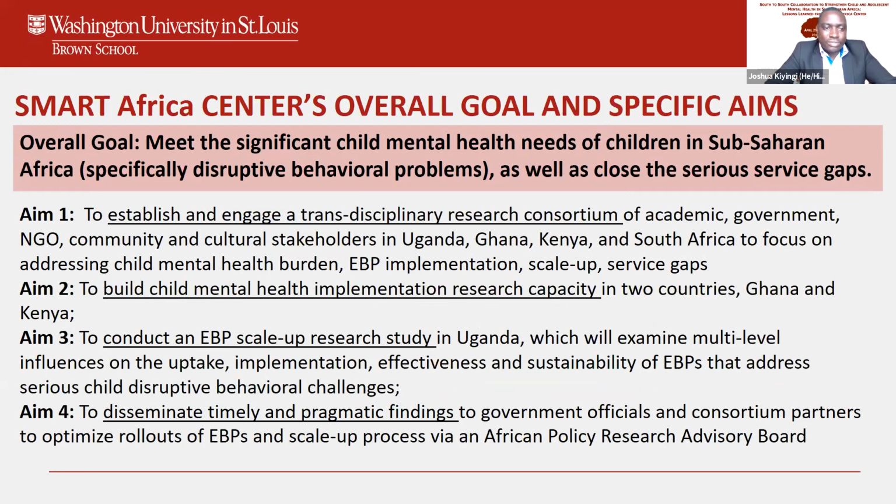Smart Africa has 4 aims. One is to establish and engage a transdisciplinary research consortium. 2 is to build a child mental health implementation research capacity. 3 is to conduct an evidence-based practices scale-up research study, which is being implemented in Uganda. And 4 is to disseminate timely and programmatic findings.